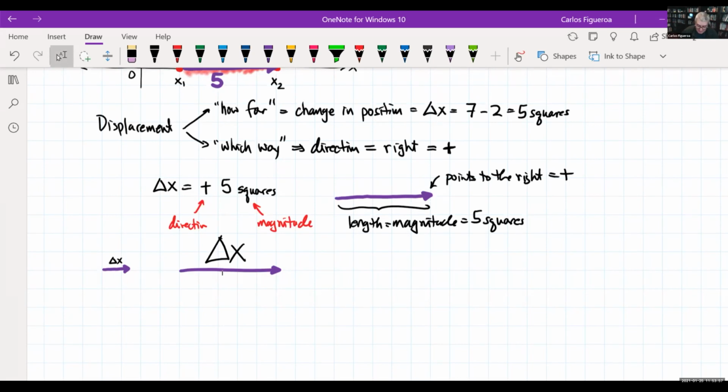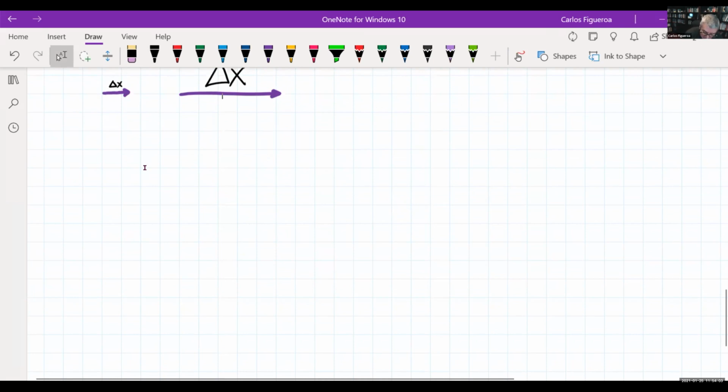Okay, let's go to the next piece. So now that I got displacement, I want to go in and focus on the next piece, which is we want to talk about speed/velocity.